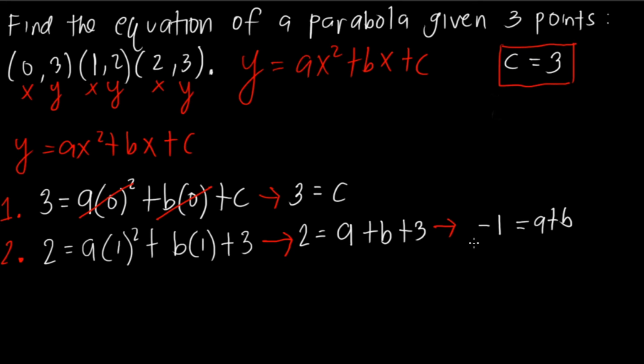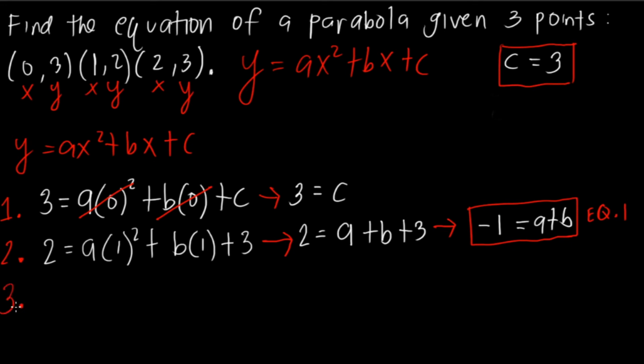So, nahanap natin itong, ang tinatawag natin itong equation 1. Okay? Oh, baka magtaka kayo, bakit naging negative 1? Yeah, transpose kasi yung positive 3 dito. Pag transpose, magiging negative 3. So, 2 minus 3 is negative 1. Okay, gets? So, number 3 na.